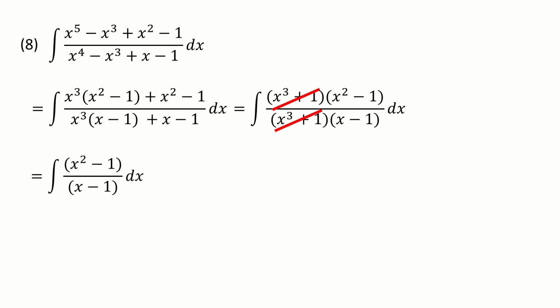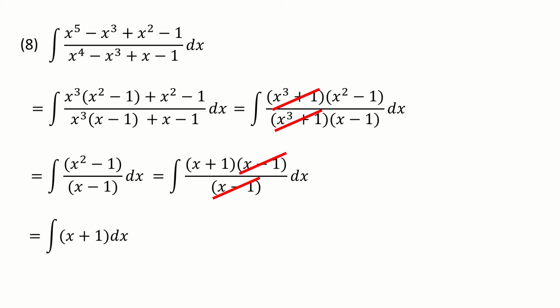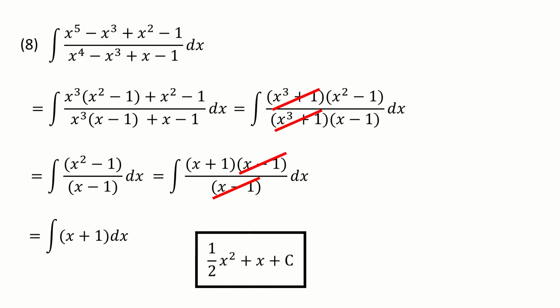We got here. The numerator can be further factored into x plus 1 and x minus 1. So the x minus 1 term cancels out with the denominator. So finally, we end up with an integral of x plus 1. Here is the result.